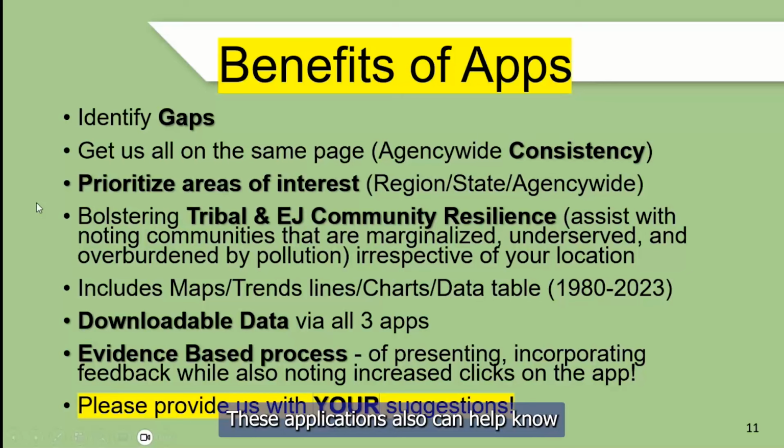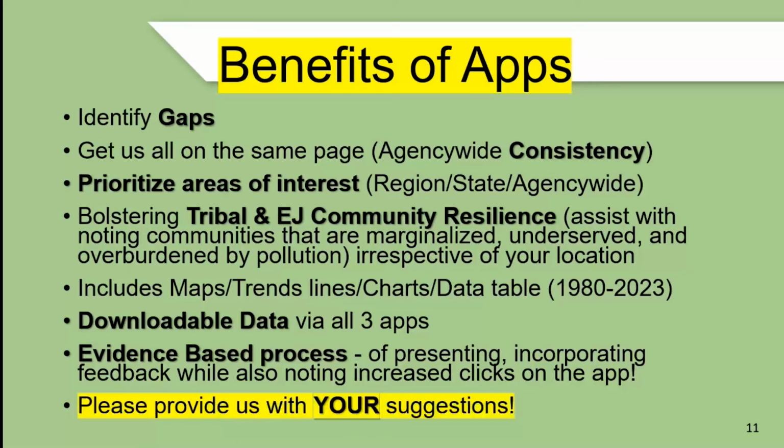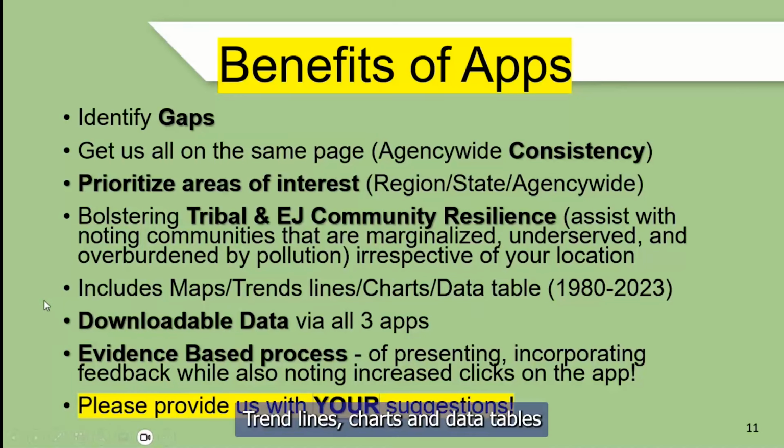These applications also can help know where communities might be experiencing a disproportionate share of the environmental burden, where areas might be more underserved, in order to help bolster tribal resilience and resilience in communities with potential environmental justice concerns. These tools include maps, trend lines, charts, and data tables to provide various ways to visualize data, and all of the data is downloadable.